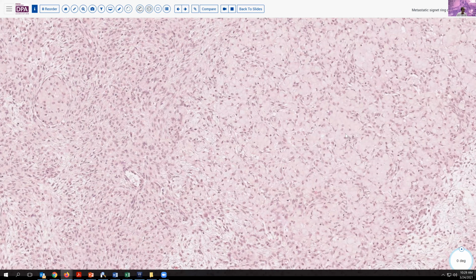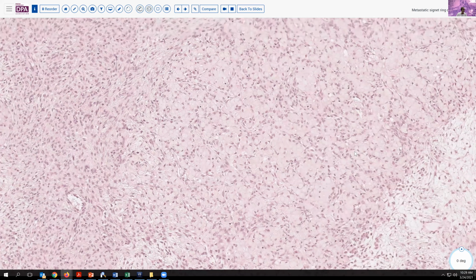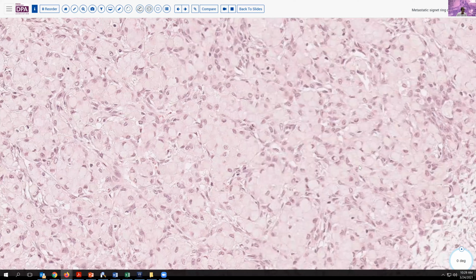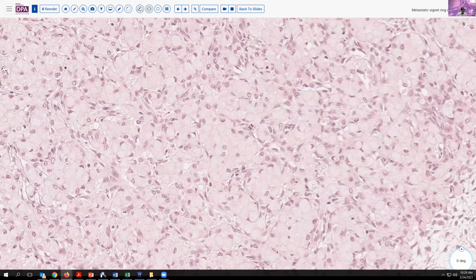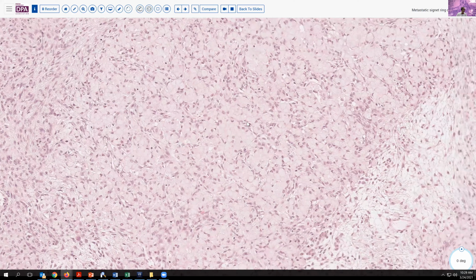nested or floret type of pattern to many of these cells, and on high magnification we see that the cytoplasm is very pale, but almost all of the nuclei are pushed to the side. So in this case, the mucin droplets are not staining with a clear type pattern. They are taking on the eosin and having a very eosinophilic appearance, giving you this pattern.